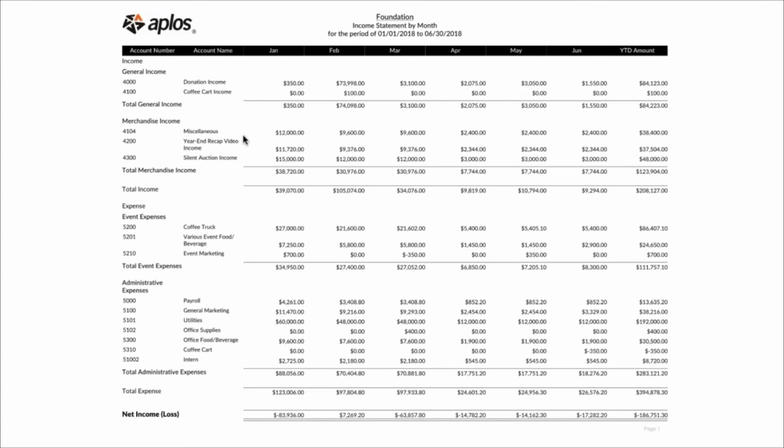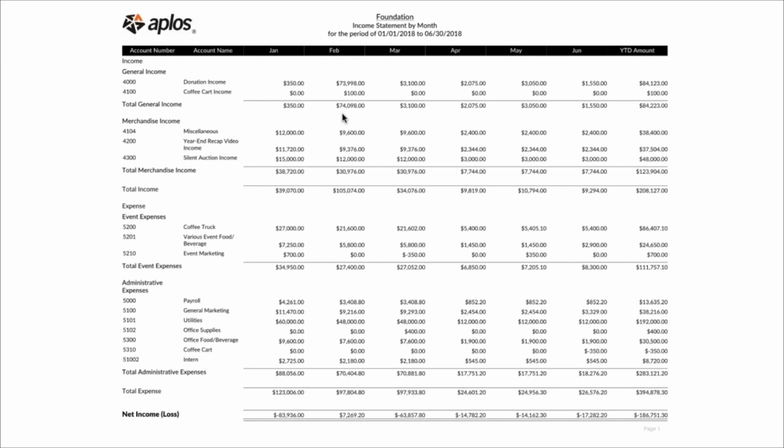This would be a report you can get in Aplos. It's an income statement by month. The same idea is there. You have your general income, your merchandise income, but then you can do it by month, or you can do it by quarter. And these are different ways in which reports can get run that can be understood easily.